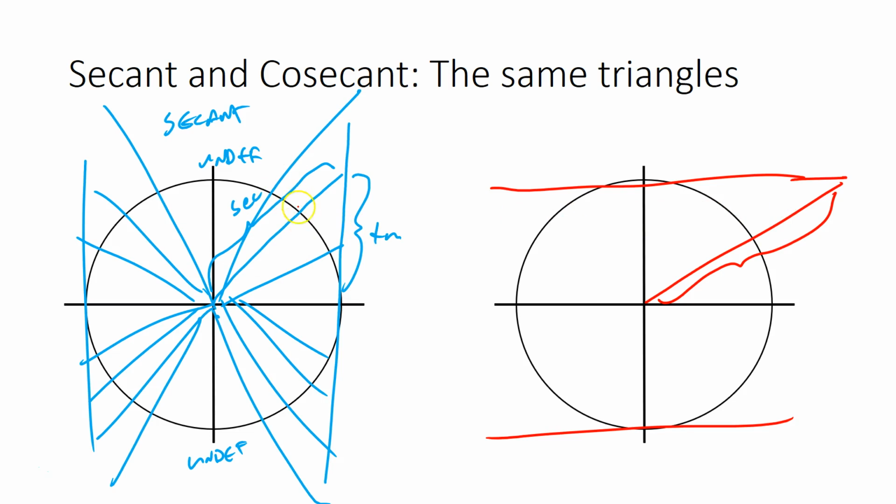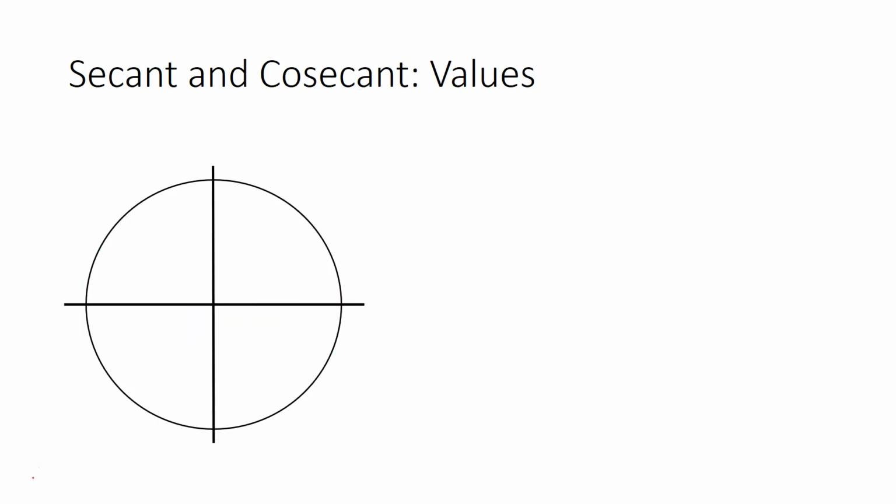So as the secant is increasing, the cosecant will come down and decrease here, and it'll be undefined in the same places as cotangent, so undefined here and here. Okay. So let's think about the values. So let's think about those same triangles we had before. So if we have a triangle like this, and then like this, and then like this.